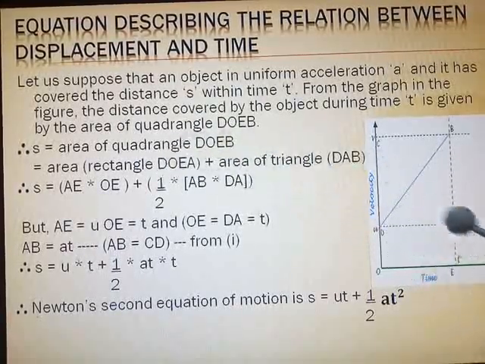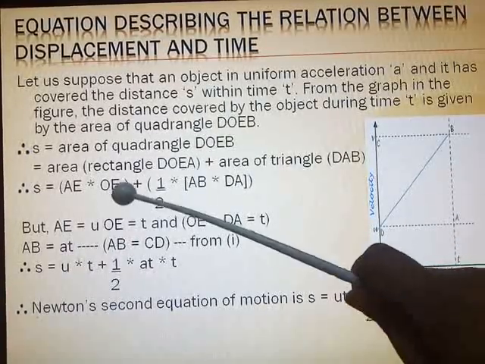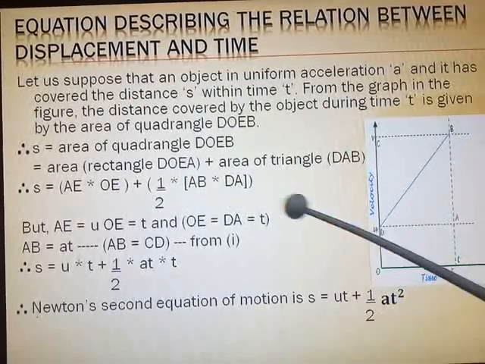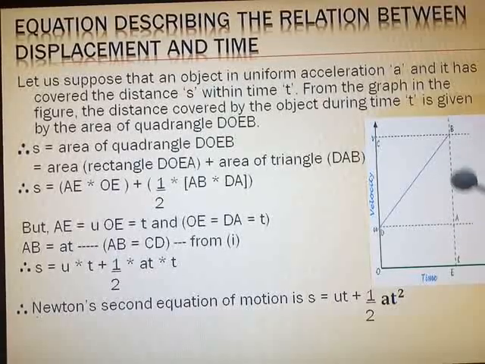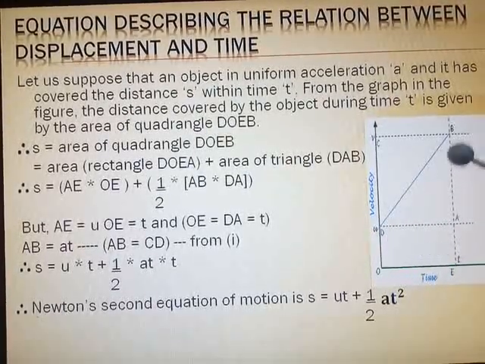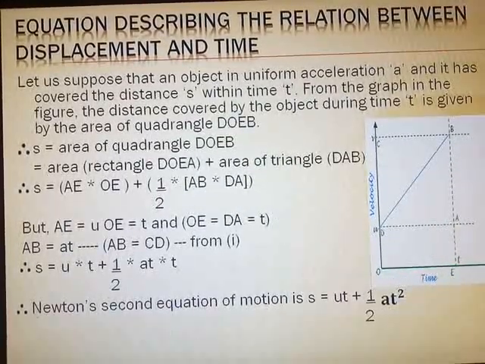Now area of rectangle is AE into OE, length into breadth, plus area of triangle, which is half into base into height. So half into base, that is AB, into height DA. So half into AB into DA.